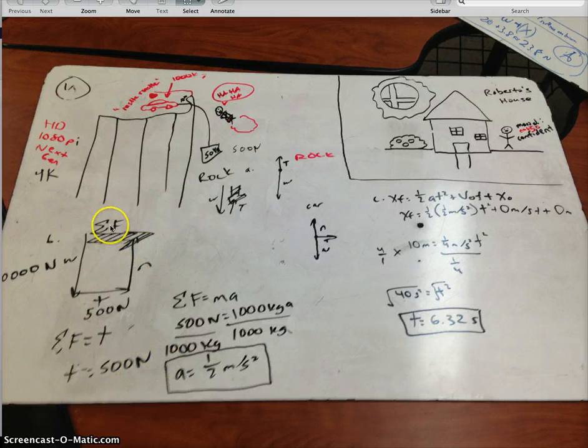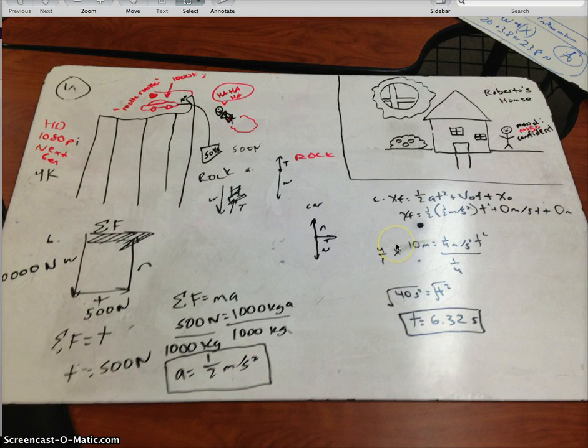So the formula for net force is mass times acceleration. Since the net force is equal to tension, and tension equals 500 newtons, that means the sum of the forces would equal 500 newtons. We take the mass of the car, which is 1,000 kilograms, and then the acceleration, which we're trying to find. We divide by 1,000, and we get the acceleration equals 1/2 meters per second squared.